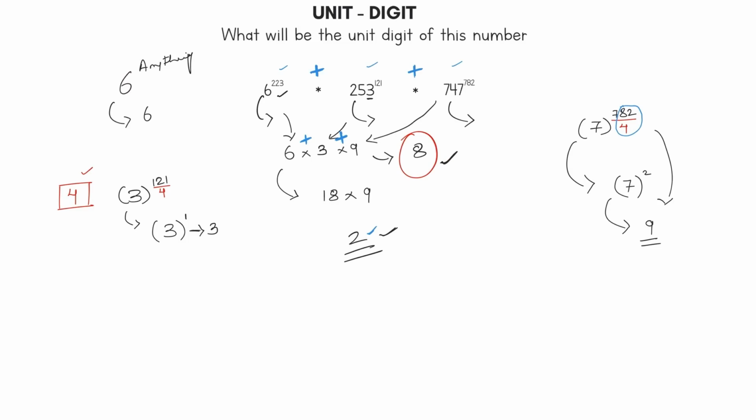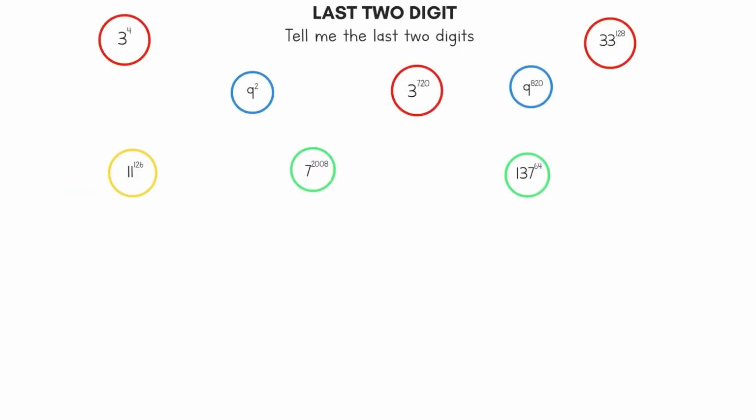So all that you have to do is find out the individual unit digits, and whatever operation is given between the two unit digits, perform that operation, as multiplication or addition, and reach your final answer. So after unit digit, we start with the concept of last 2 digits. Okay, and I ask you the question: tell me the last 2 digits of these numbers. 3 raised to 4, 9 raised to 2, 3 raised to 720.